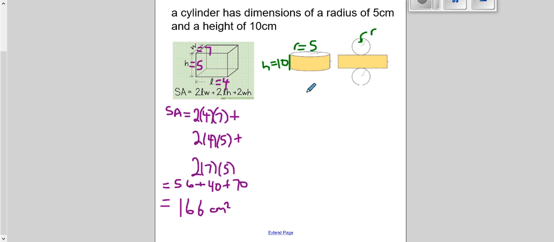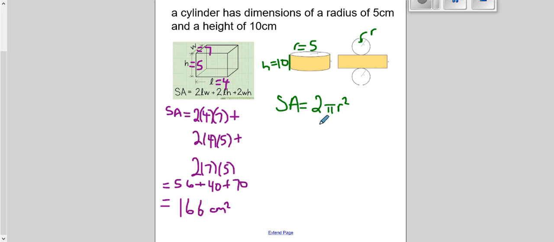Okay, so surface area then, and that's why I showed this picture over here. This is the cylinder all laid out flat. And as you can see, we have 2 circles. When we're talking about surface area, remember it is an area. So we're going to talk about those 2 circles. I know a circle is pi r squared. And since I have 2 of them, it's going to be 2 pi r squared.